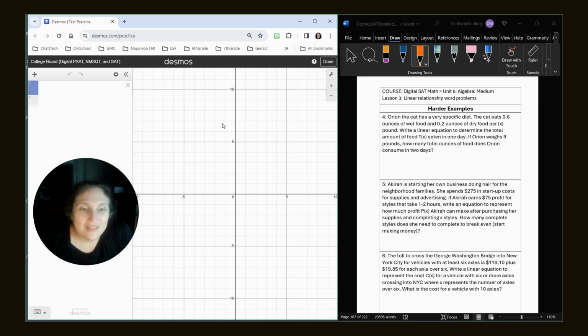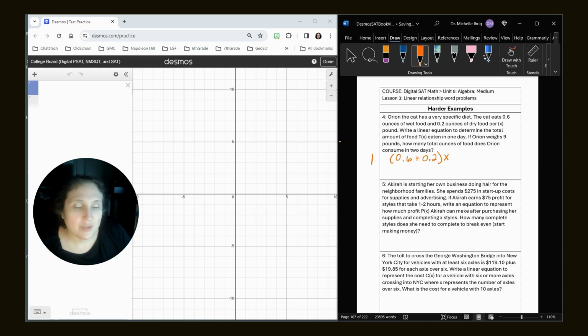Number 4, Orion the cat has a very specific diet. The cat eats 0.6 ounces of wet food and 0.2 ounces of dry food per pound. So I made this a little tricky. I would probably write it like this and make this all one coefficient and then write the x. You could also just do 0.6x plus 0.2x. Write the linear equation to determine the total amount of food eaten in one day. So I would just put t of x. Now my equation is done.